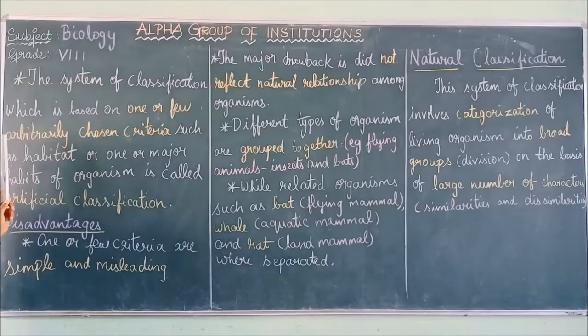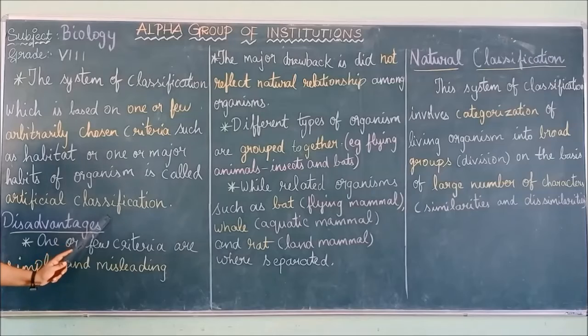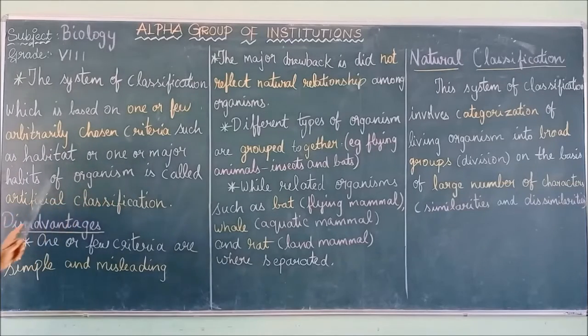So what is that one or few characters? Habitat. That is where the organism lives. So based on that only, artificial classification is made. That is one criterion, or one or more major habits. They are taking not only habitats, they are taking the habits of the organism, how the organism behaves. So one or more characters of the habits also is taken. So this is called artificial classification.